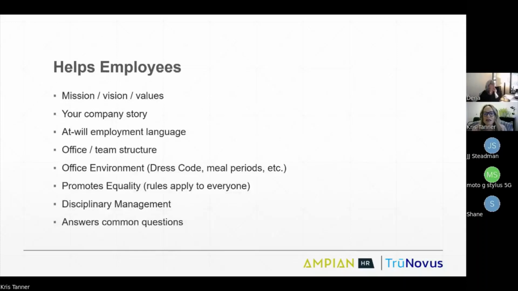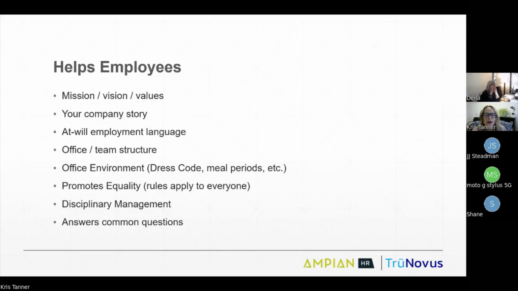Let's talk about our employees for a minute. So how can your handbook help your employees? Well, it can help both employees as a group, and I think it can also help individual employees when they have questions. I mentioned this earlier, but it can, if you choose, lay out your company mission, vision, and values. If those are important to your culture, then including them in the handbook is a very helpful way to integrate a new employee. This is also an opportunity to tell your company stories.